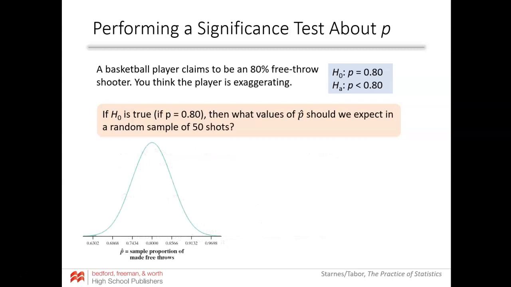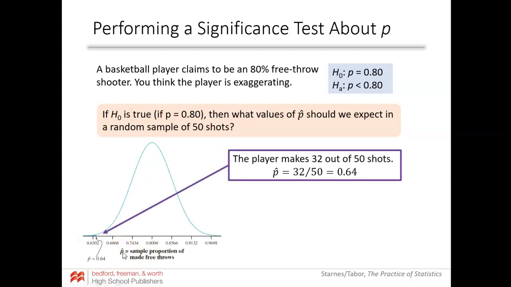Okay, so they're going to draw the normal distribution. Remember, we defined it to be normal or approximately normal because of the large counts condition. So here we have a mean of 0.8, and then they counted up and down with that standard deviation. And this is the sample proportion of made free throws, p hat. So if a player makes 32 out of 50 shots, that particular value is 0.64. So if we were to draw that on the normal curve, here we are, and then that point and down is what they're looking at here.